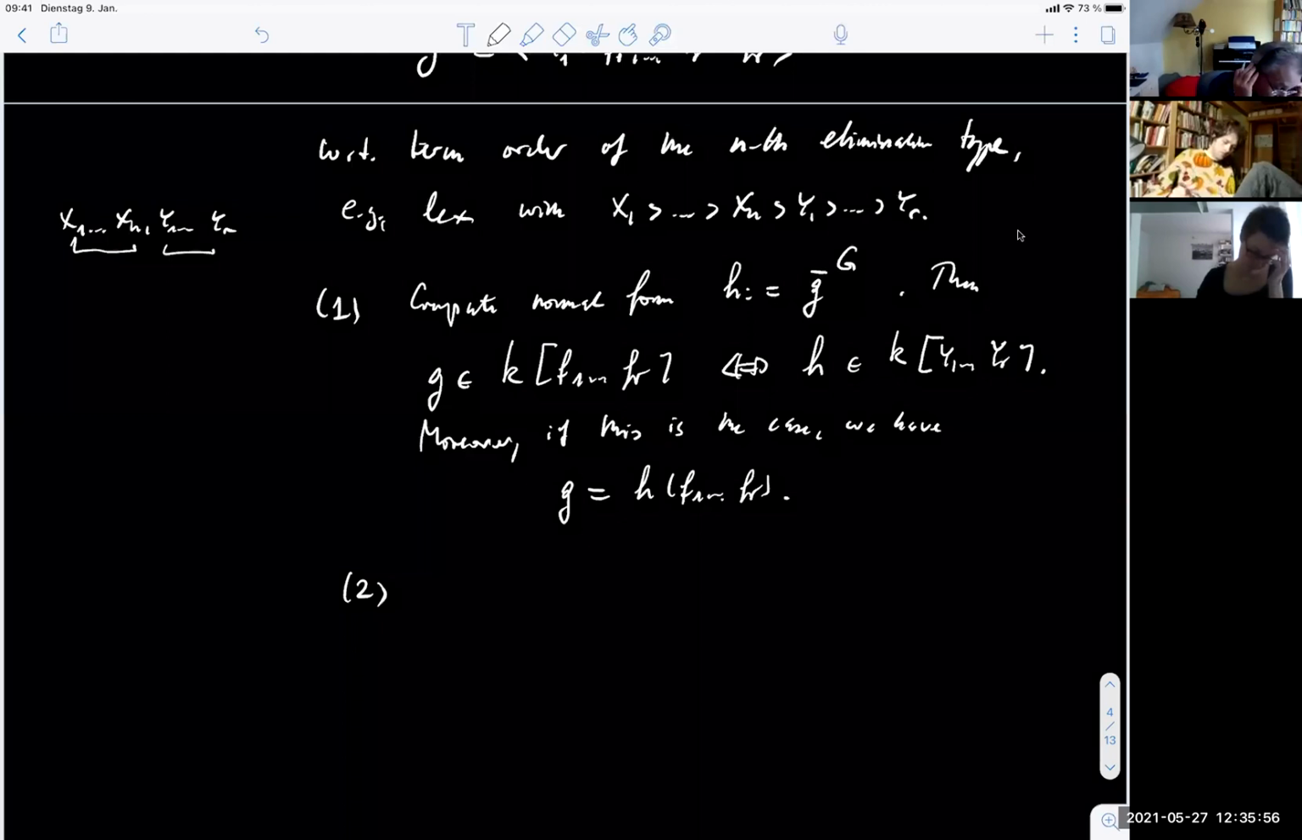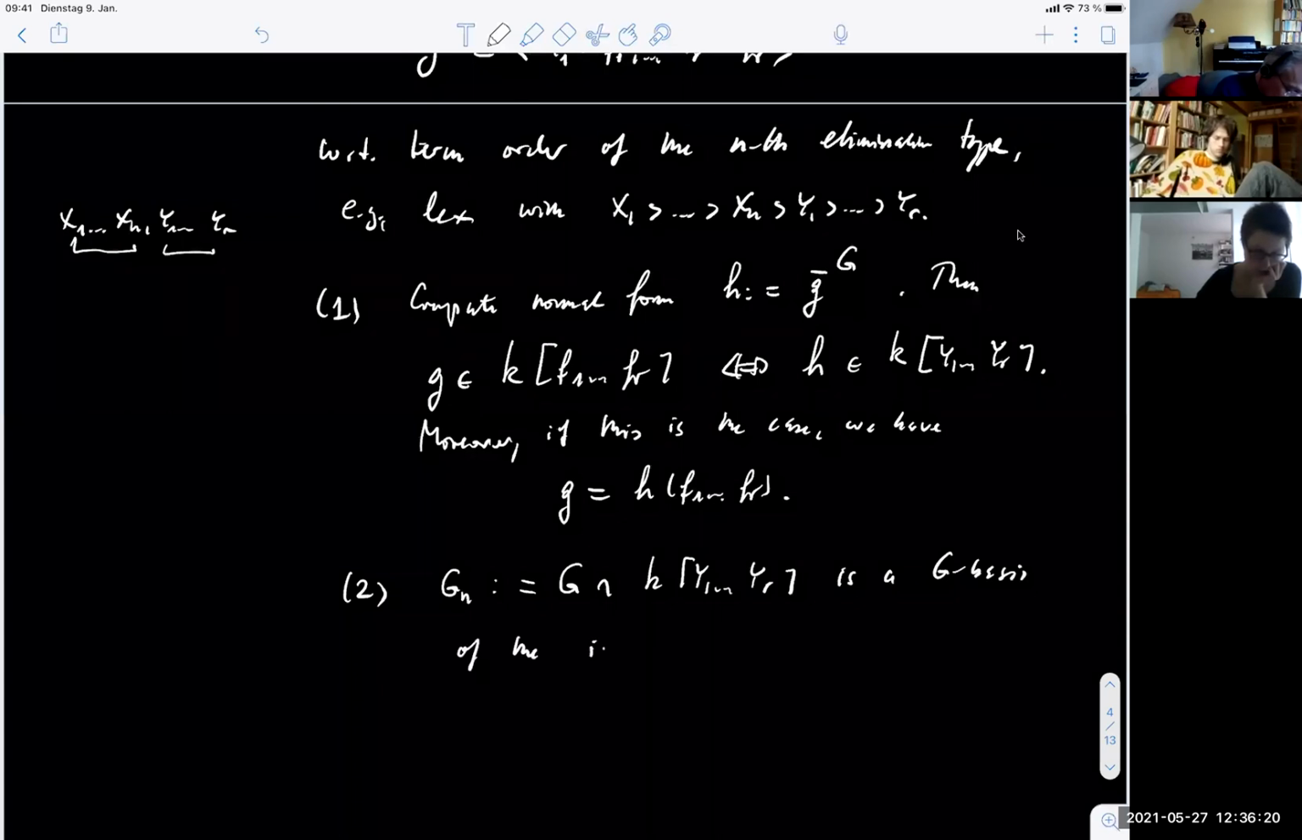second task. This, I think we already discussed. I pick a subset of my Gröbner basis G, namely the subset consisting of those polynomials which only depend on the y variables. This is a Gröbner basis of the ideal JF. And the reason is that JF is an elimination ideal, and we have this general procedure for computing elimination ideals.